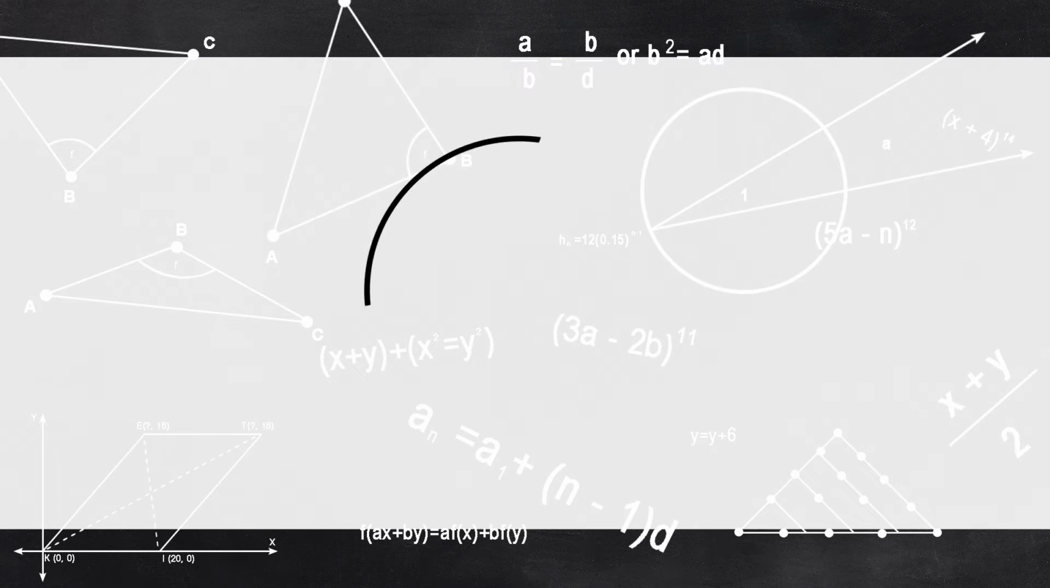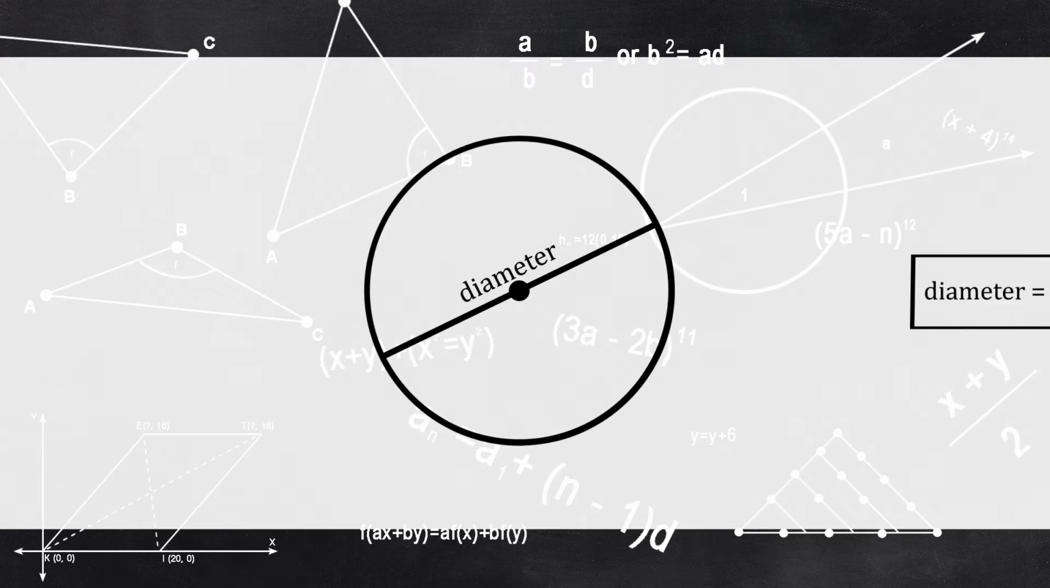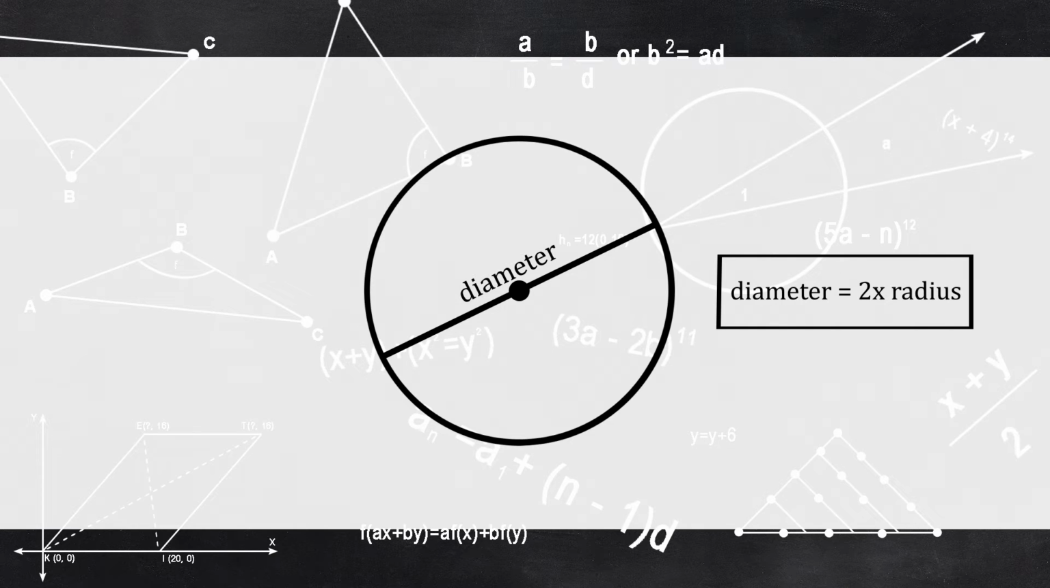Let us now define the other parts of the circle. The diameter is a line segment passing through the center of the circle and whose endpoints are points on the circle. We may also think of the diameter as two radii of the circle forming a straight line. So the length of the diameter is equal to twice the radius.